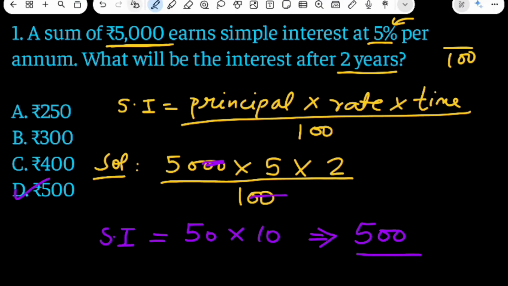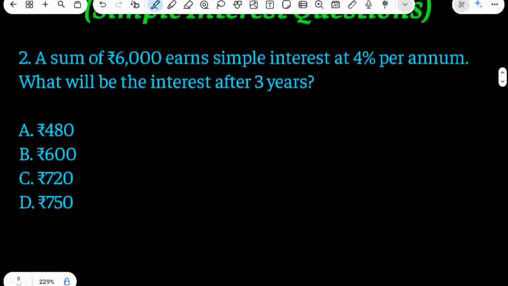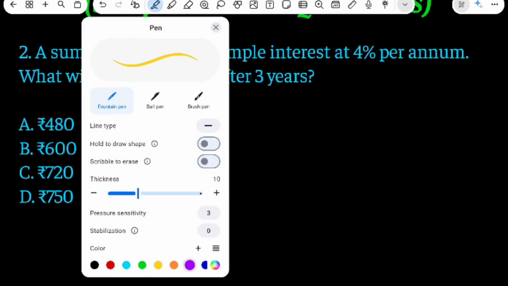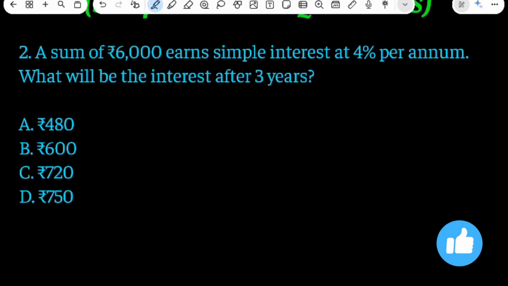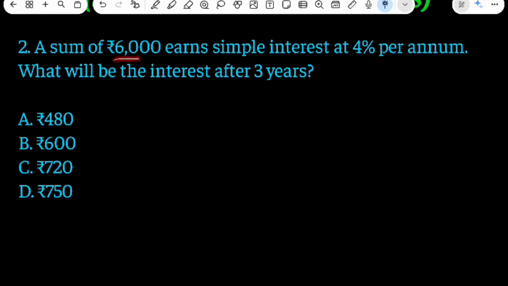Simple. Now moving ahead with the next question, which is also based on simple interest: a sum of 6,000 earns simple interest at 4%. So we have 4% available here, which means this is considered as the rate. 6,000 will be considered as the principal. What will be the interest after 3 years? This time frame will be considered as the time in our simple interest formula.